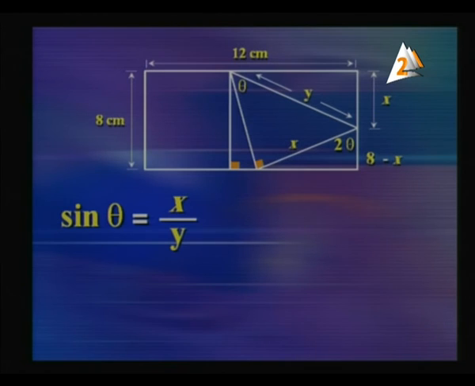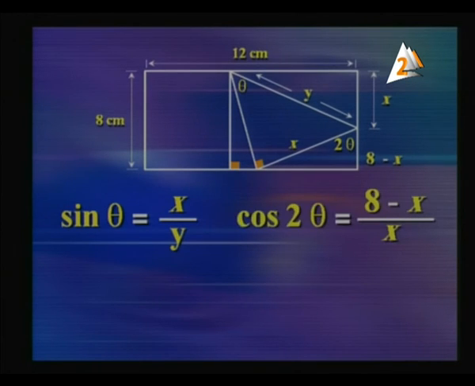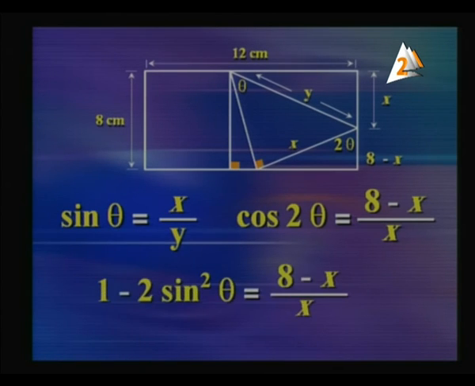Sin theta, we have sin theta equals opposite over hypotenuse equals x over y. We have two angles, theta and 2 theta. Theta opposite x, hypotenuse y, therefore sin theta equals x over y. Look at sin 2 theta. Cosine 2 theta equals adjacent over hypotenuse equals 8 minus x over x.